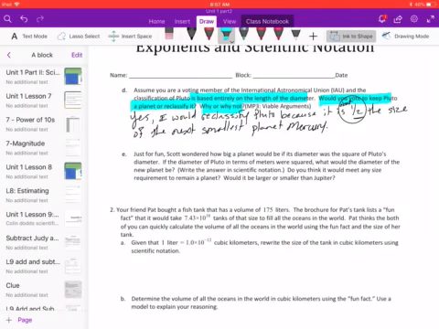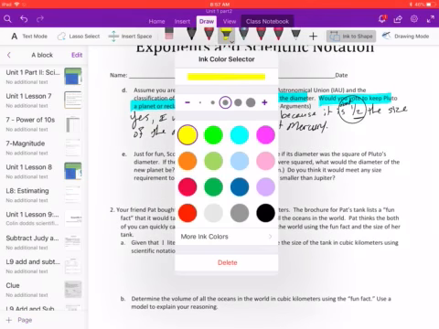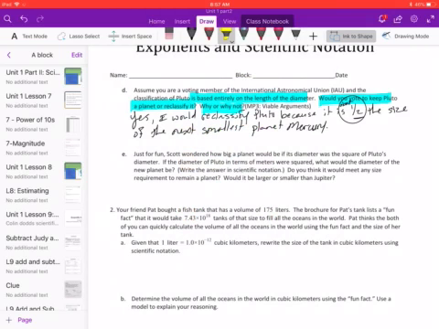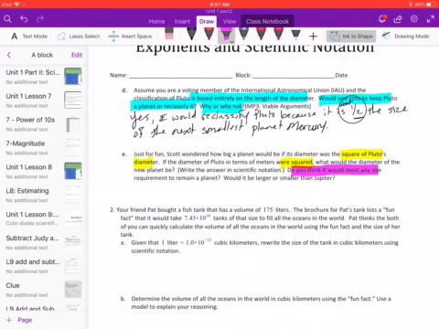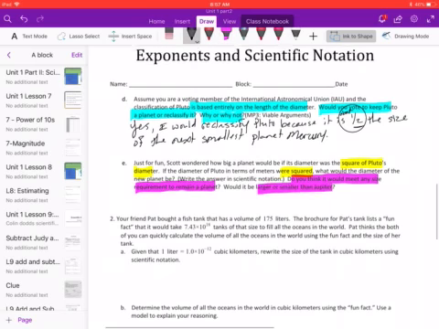And E, just for fun, let's see what Scott wants to do. Scott wondered how big a planet would be if its diameter was the square of Pluto's diameter. If the diameter of Pluto in terms of meters were squared, what would the diameter of the new planet be? Write the answer in scientific notation. And then there's another part. Do you think it would meet any size requirements for a planet? Would it be larger or smaller than Jupiter? So there's a lot to this.